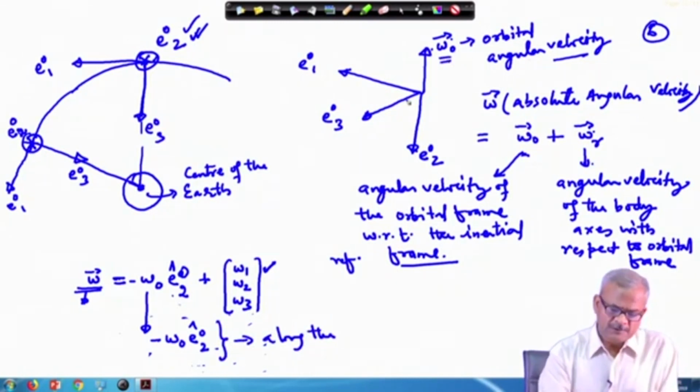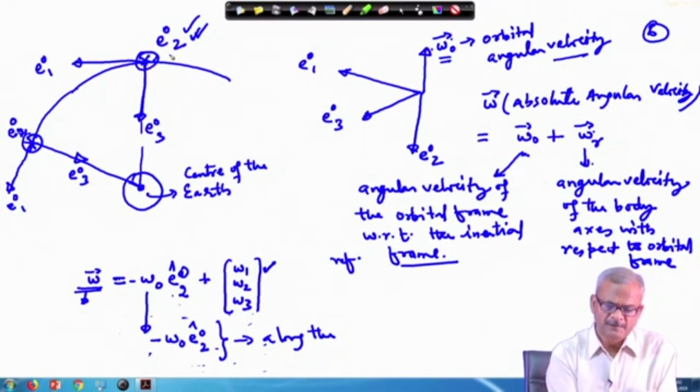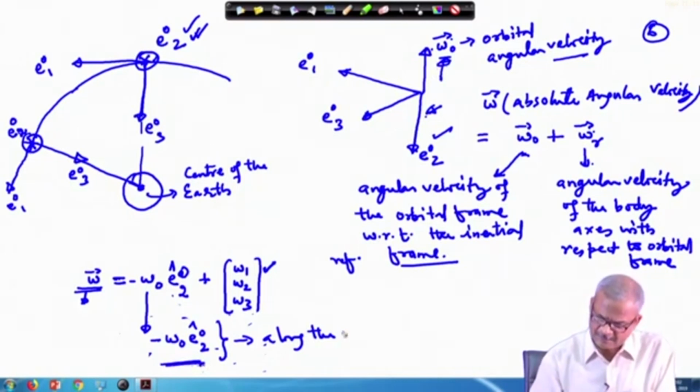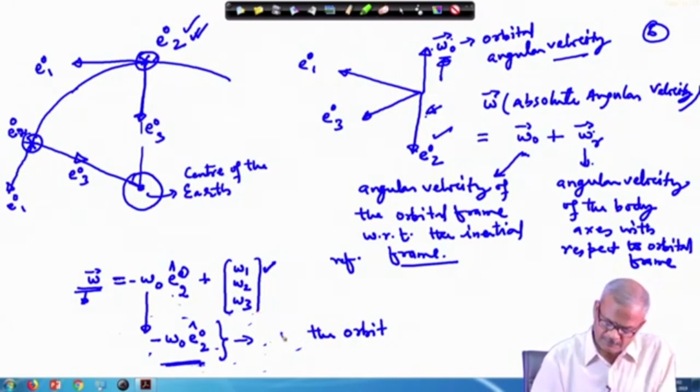This omega 0 was actually the angular velocity of the orbital reference frame, but it is along the negative of EO2. Okay. So, this is an inertial frame, but along the negative direction of EO2, and therefore the same thing we have written like this. So, this is still in the orbital frame, and we need to convert it.